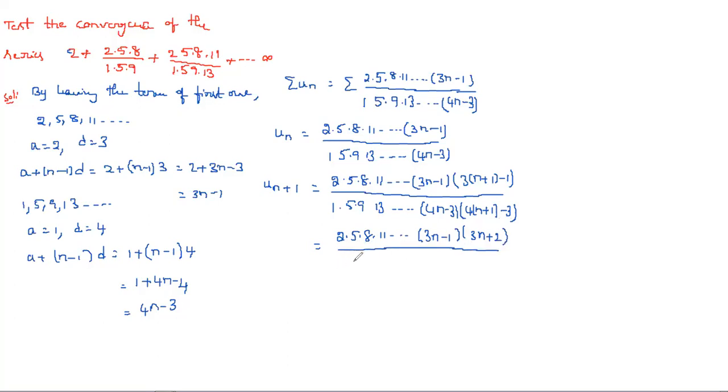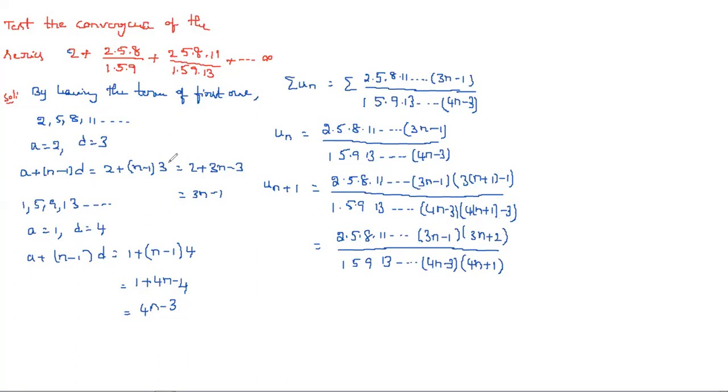1 5 9 13 and so on, 4n minus 3 into 4n plus 4 minus 3. So 4 minus 3 is 1, that is 4n plus 1. So this is un plus 1.